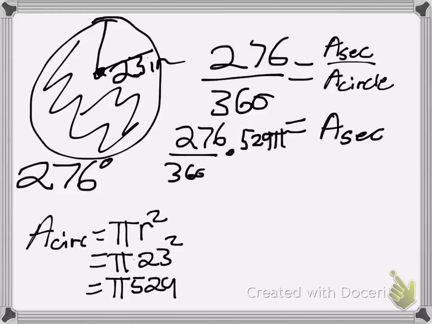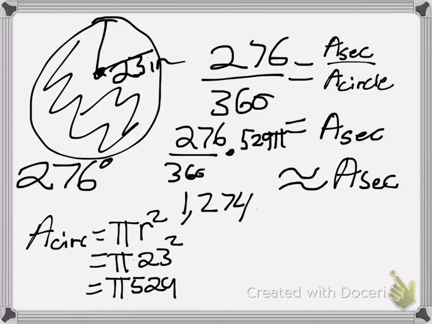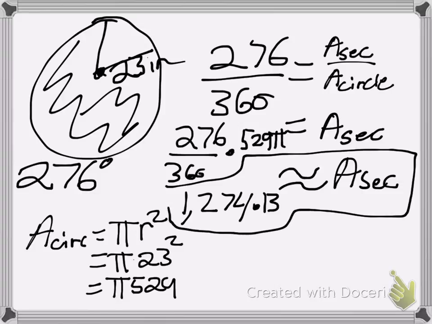Beautiful. Okay, here is where I will just approximate it. That means that, if I put it all in my calculator, the area of the sector is approximately 1,274.13. Sweet, so there's my final answer. See, with approximating, it's even simpler. Good deal, and good luck on those practice problems on Echo.